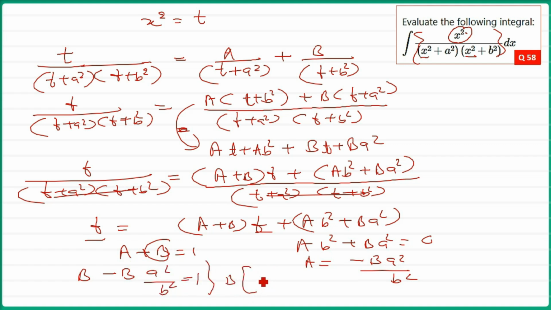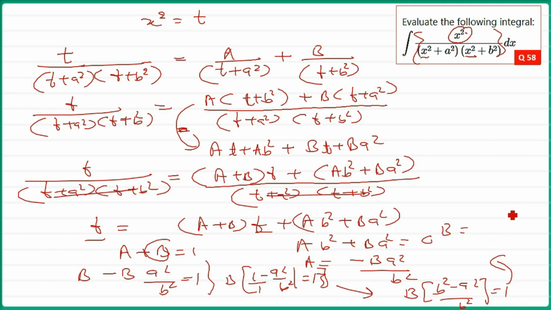Now if you take b outside, 1 minus a square by b square equals 1. That means b into small b square minus a square divided by b square becomes equal to 1, and that will give you b as b square divided by b square minus a square, and a is what? 1 minus b. So 1 minus b square divided by b square minus a square will come.